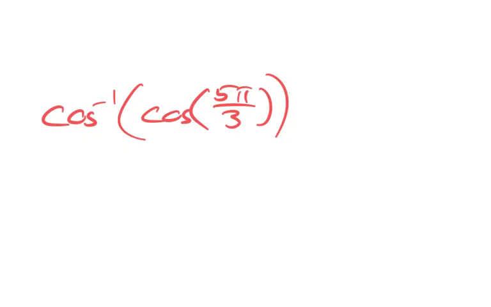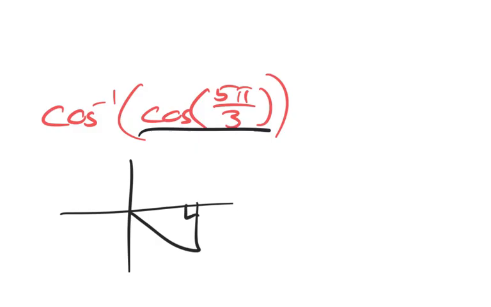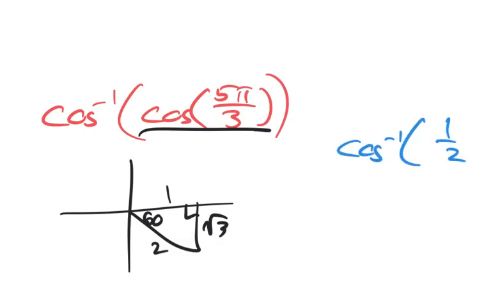It's going to put me in a different position. So let's just think our way through it. On the inside, what is cosine of 5 pi over 3? 5 pi over 3 is in quadrant 4. That's a 60-degree reference angle. 1, radical 3 and 2. Cosine is the adjacent over the hypotenuse, which would be 1/2. And because I'm in the fourth quadrant, it's positive. So I'm really finding the inverse cosine of 1/2.